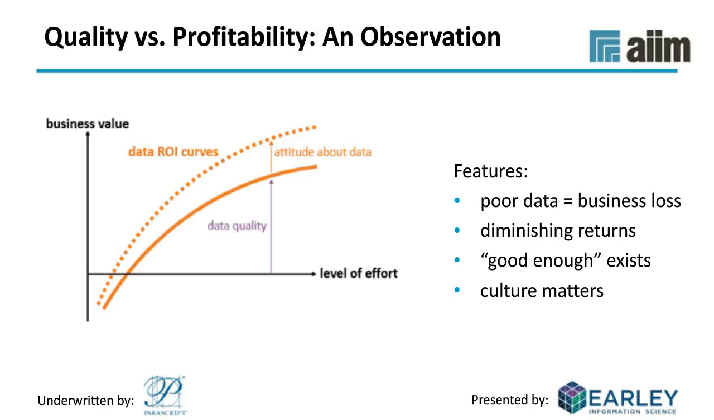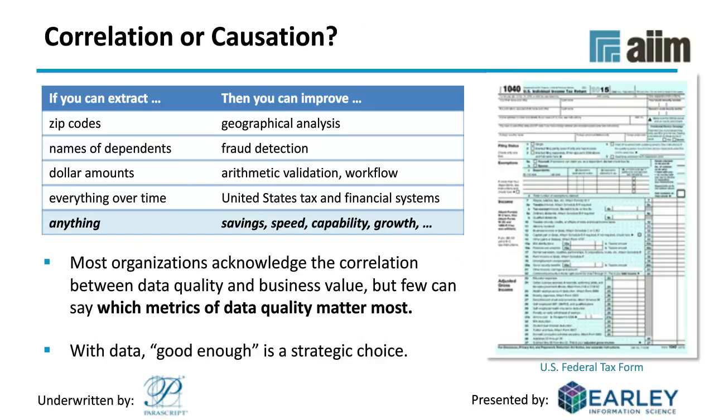And you'll notice also the way that I've drawn the curve is that the more quality you have to begin with, the more potential for gain there is as you move into a data culture. So if you think about the fact that we know they go together, we know there's a correlation, that organizations that have good data quality tend to be better at what they do. What we're really after is the causation. So here's a simple example. This is the United States tax form. It's the 1040 actually from 2 years ago.